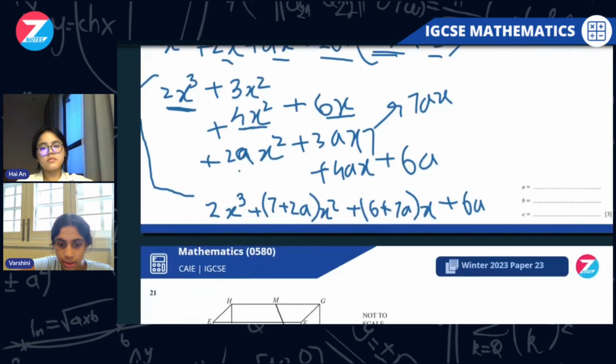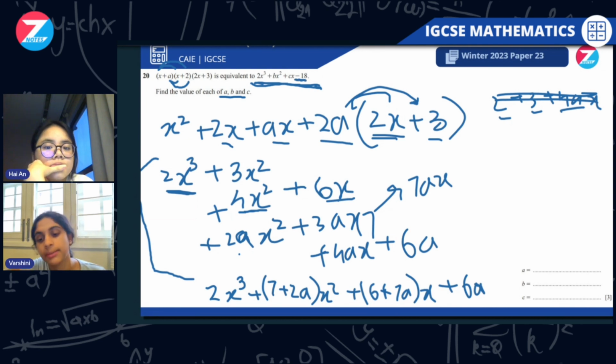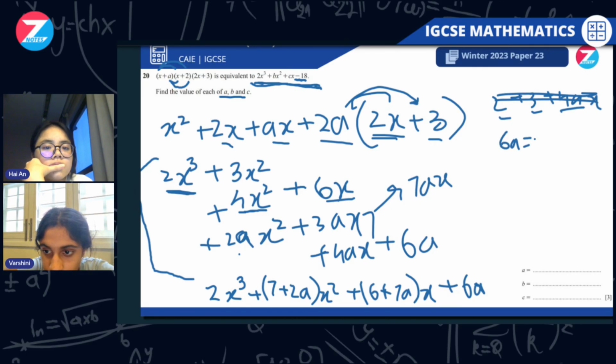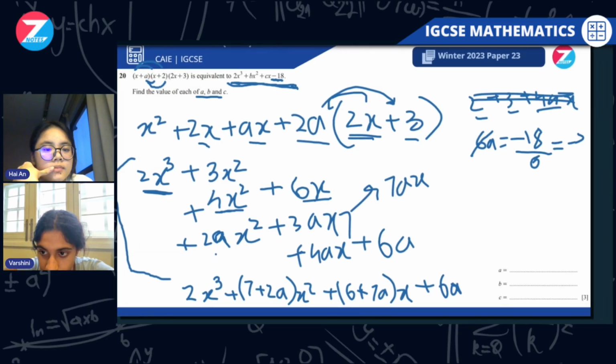Now let's compare this to our original equation, 2x cubed plus bx squared plus cx minus 18. We can see that our last term is 6a, and their last term is minus 18. Don't forget the minus, by the way. It's very important. So our 6a is equal to minus 18. We can find a by dividing both sides by 6 to isolate a, and minus 18 by 6 is just minus 3. So a is equal to minus 3.